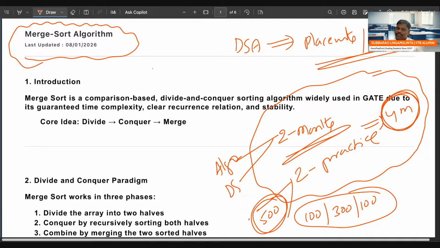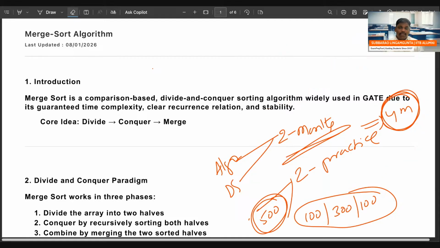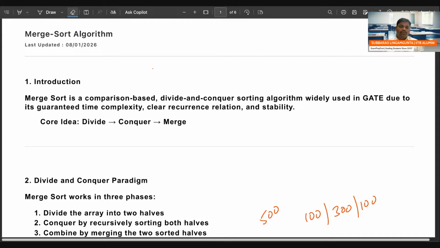Today we will discuss the merge sort algorithm. Today's date is 8th. We are starting the merge sort algorithm. Make sure everyone gets whatever I'm going to explain. So I'm starting now. Remember everyone, merge sort algorithm.